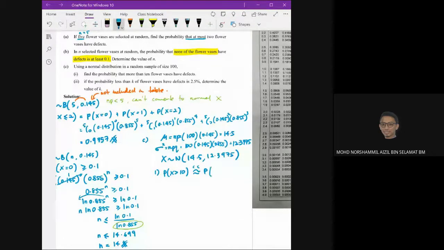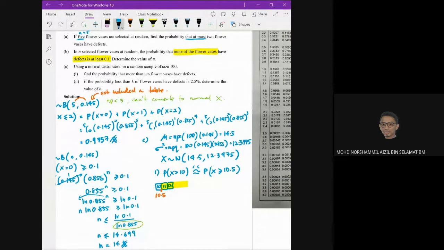So means that we need to convert from 10.5. Kalau tak faham kena buat kotak lah. Maksudnya dekat 11, 10, sini 12. Kita nak yang belah kanan. So dia start dekat sini. So start kat sini adalah 10.5.